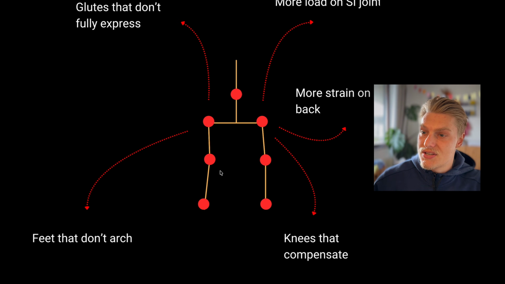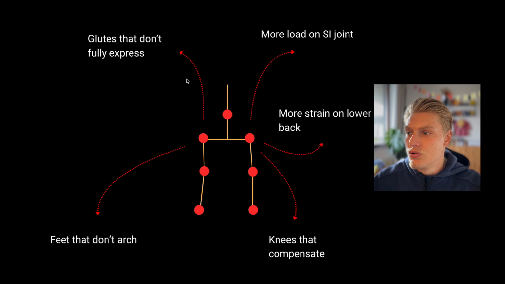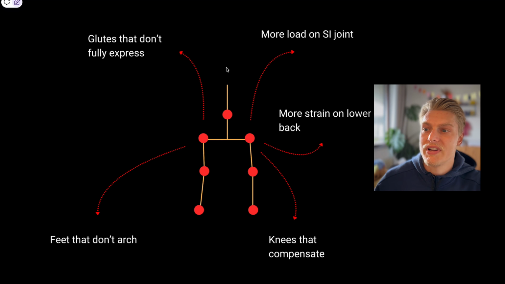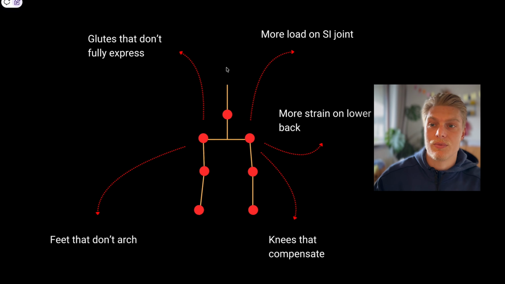Now, over time, restrictions around the hips could also mean that your glutes don't fire as well as they can, and therefore could potentially have more of a load on your SI joint, which is something I see also with clients.